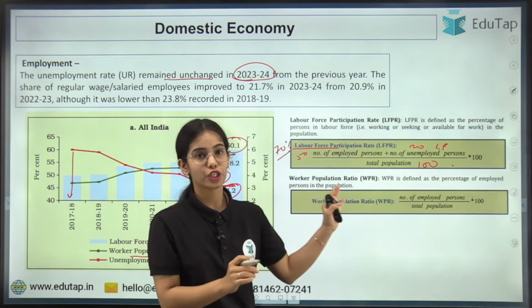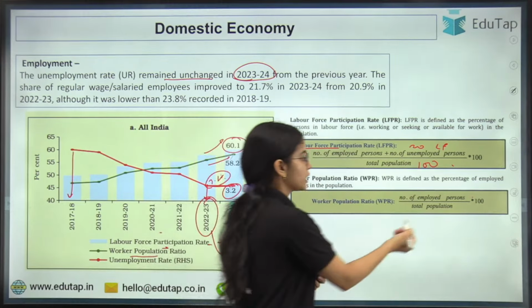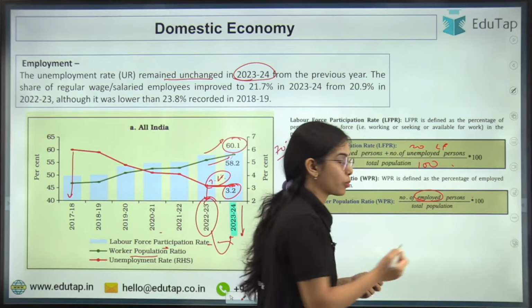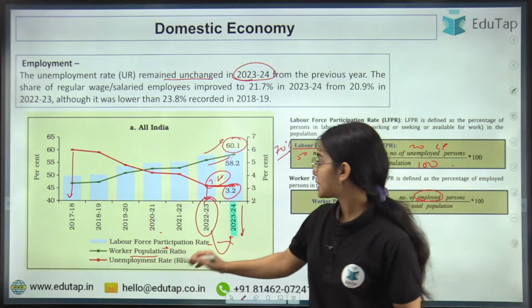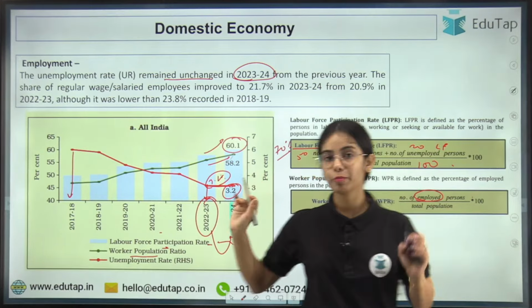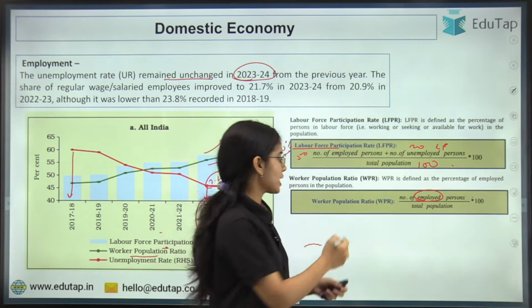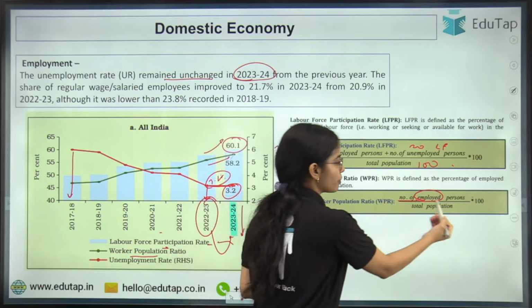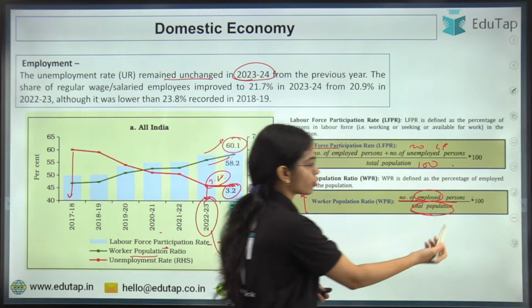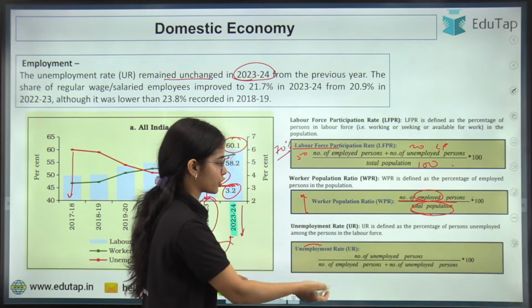Next is worker population ratio. Worker population ratio means the number of employed people divided by total population. So, worker population ratio you can see has increased. That means the employed people in comparison to the total population has increased. So the number of employed persons against the total population has increased, worker population ratio has increased.